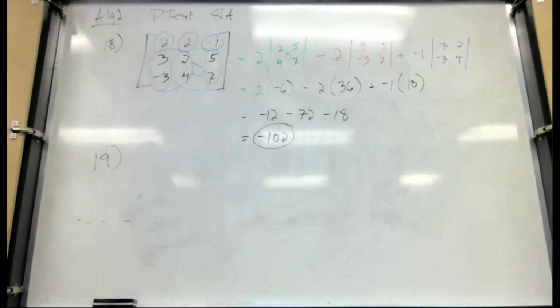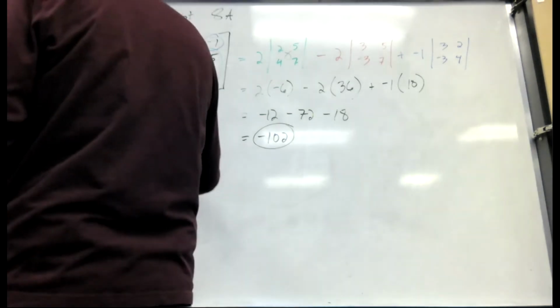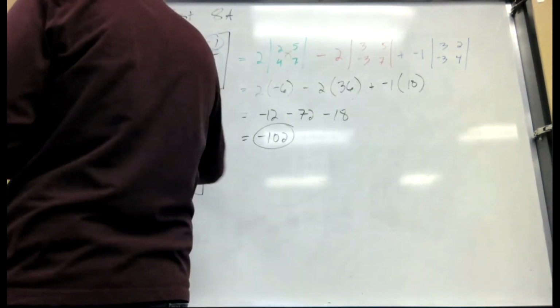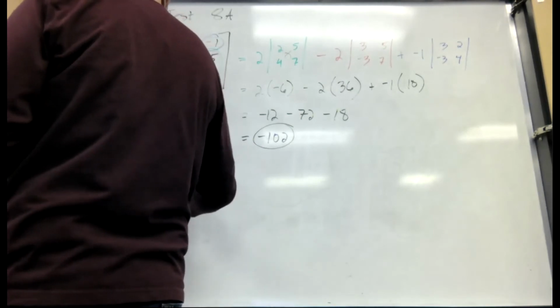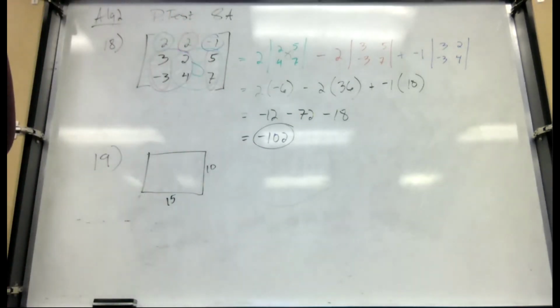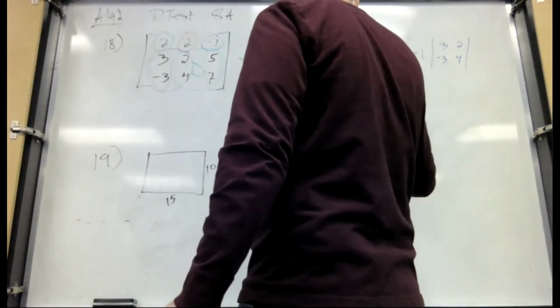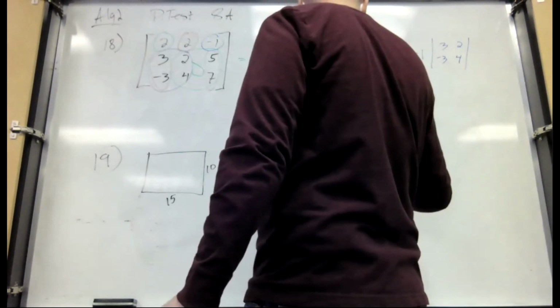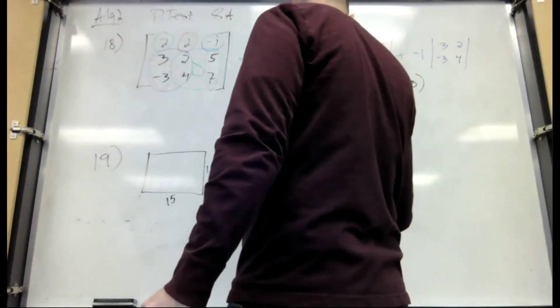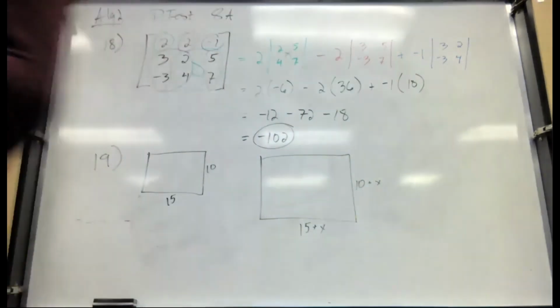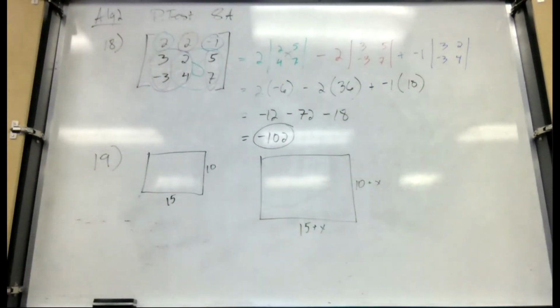All right, number 19. A rectangular room is 10 feet long, 15 feet wide. Got a visual. Good. A builder will increase both dimensions by the same amount, okay? So let's see here. When you do that, you get 10 plus x, 15 plus x. So we don't know what that amount is. And then it says result in a room that has twice its original floor area.